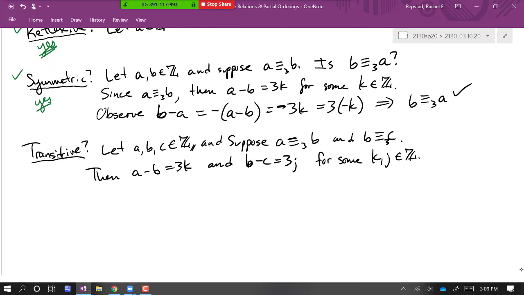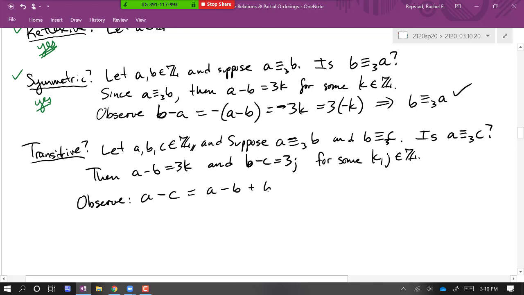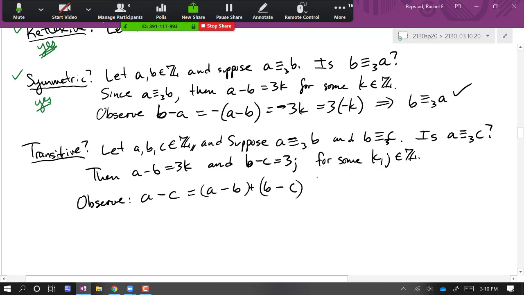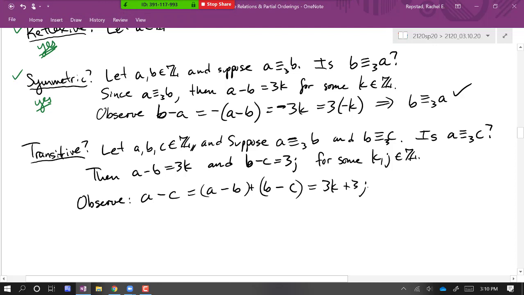What do we want to look at? The question we're trying to answer is, is a related to c? We can just recreate that argument. So this is a minus b plus b minus c. Kind of group the terms in that way. This is 3k plus 3j. What are we going to do next? Take the 3 out. And k and j are integers, so k plus j is an integer. Pretty exciting.